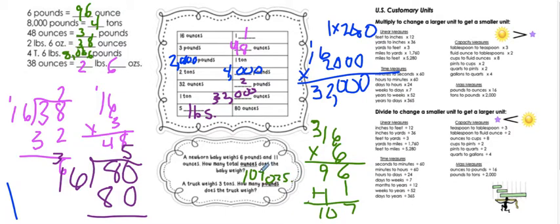Okay, a truck weighs 3 tons. How many pounds is that? So tons to pounds. I'm going large to small, so tons to pounds is to multiply by 2,000. So 3 times 2,000 is 6,000 pounds. LBS is the abbreviation for pounds. And that's how we do measurement conversions of mass, U.S. customary units of mass.